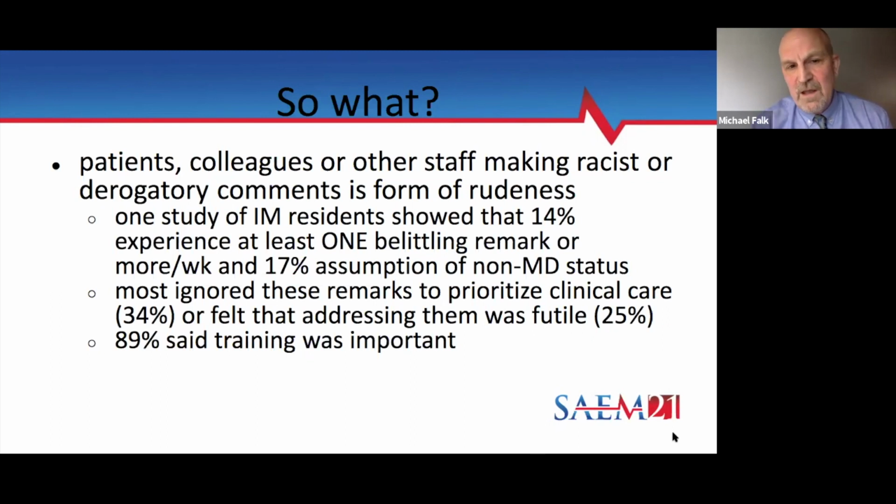It's interesting to me that fully a third of the residents didn't report this because they felt it was more important to prioritize clinical care. And a quarter of them didn't report this because they felt it was futile and there would be no positive outcome for them. But 90% of them did say it was a significant and important part of their training. Next slide.